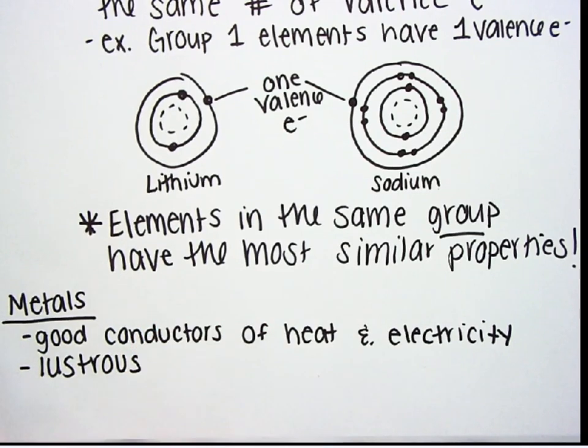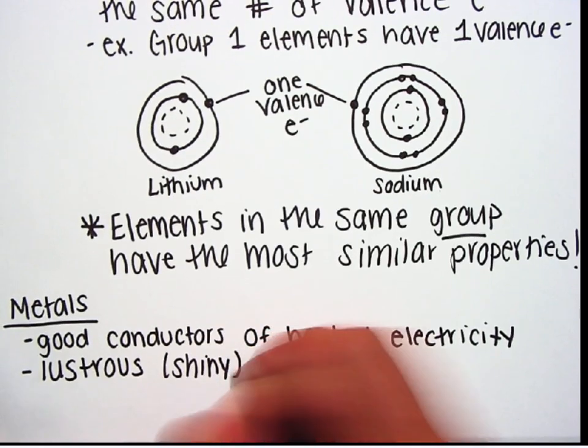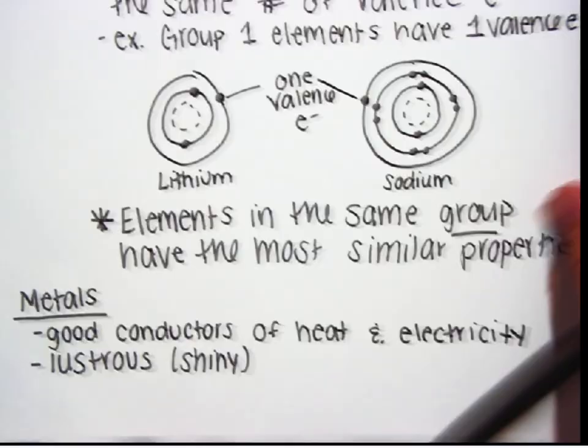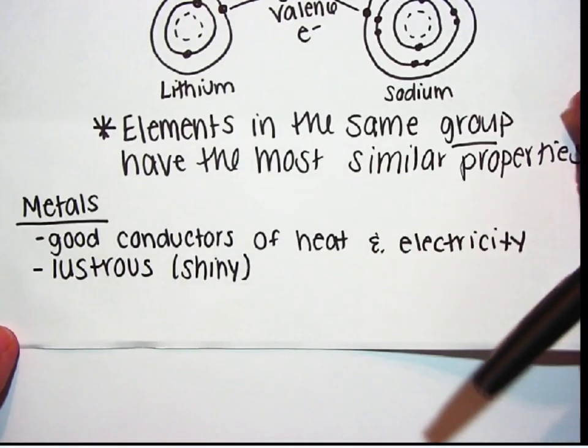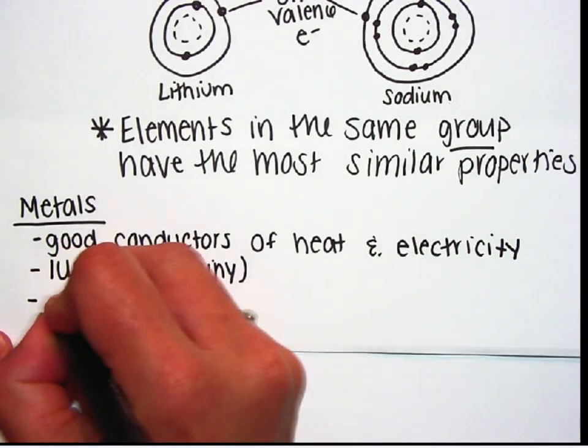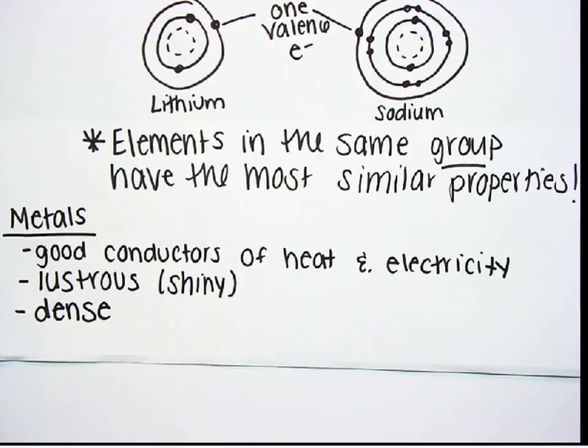Metals are lustrous, or they have luster, which is just a fancy way of saying metals are shiny. Again, something you should be familiar with. We know metals are shiny. Metals are very dense.